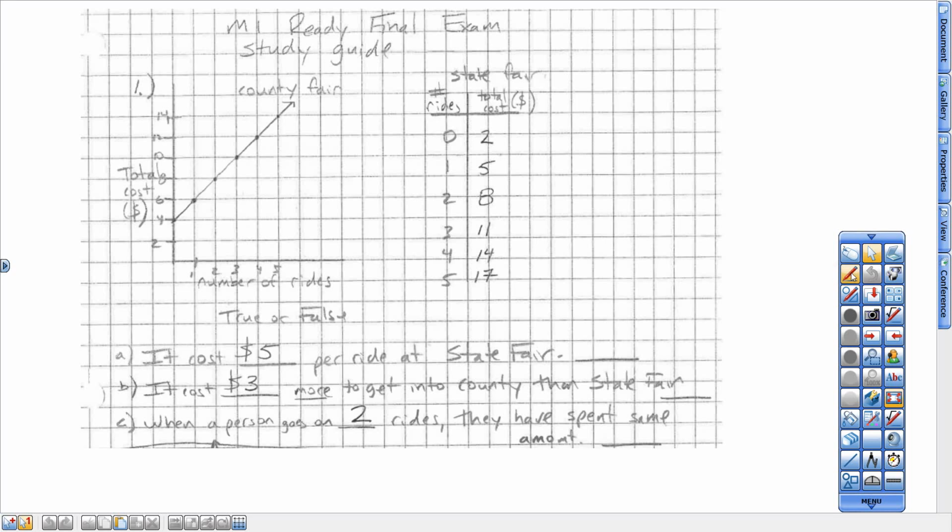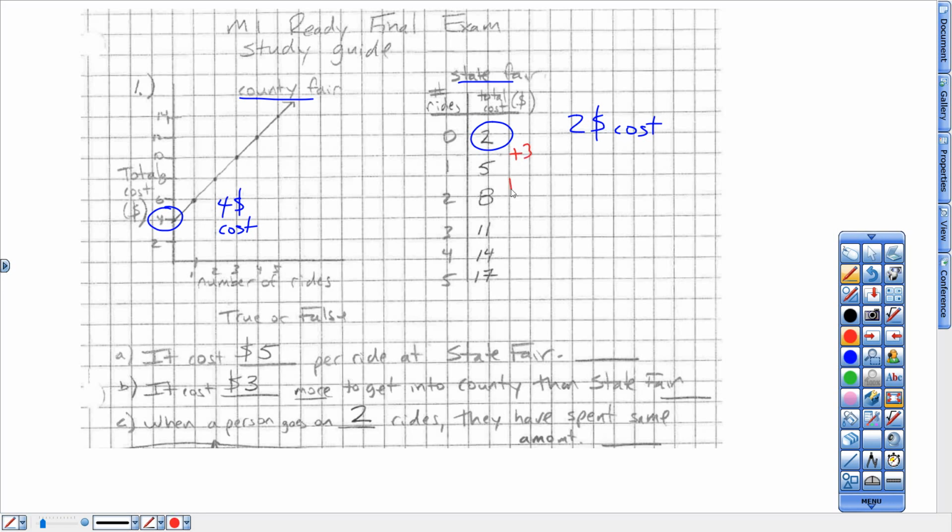Looking at this first problem, what I'm trying to show you, this $4 right here, that is the cost to get in for the county fair. If I want the cost to get in for the state fair, that's this number right here. So again, it costs $2 to get into the state fair. It costs $4 to get into the county fair.